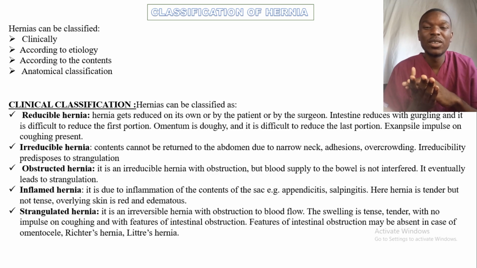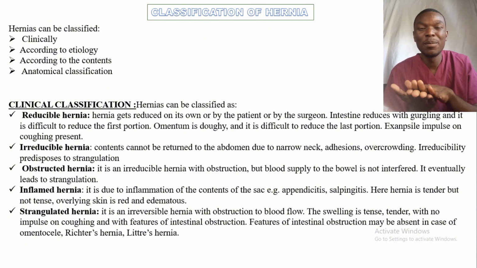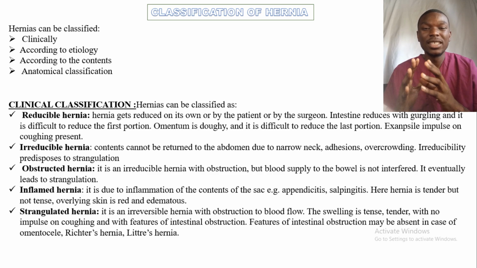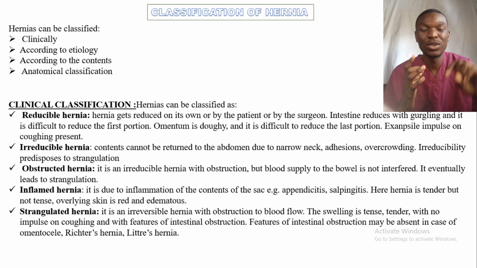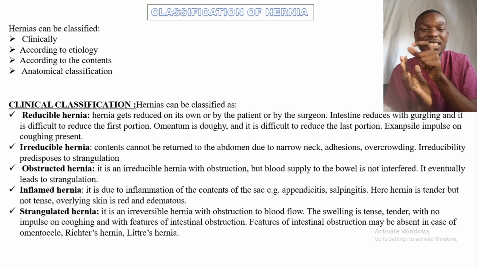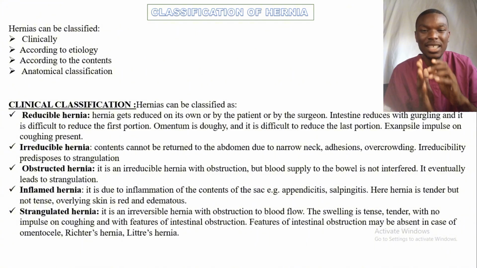Then the second one is the one which is irreducible. So this one, whether the person is lying flat, or the patient, him or herself, tries to push it back, it's not going back. So another one is an obstructed hernia. An obstructed hernia simply means the content of that hernia is not able to pass through. For example, say the content of that hernia is intestine. So things in that intestine aren't able to pass through, so it is obstructed. So that's an obstructed hernia.